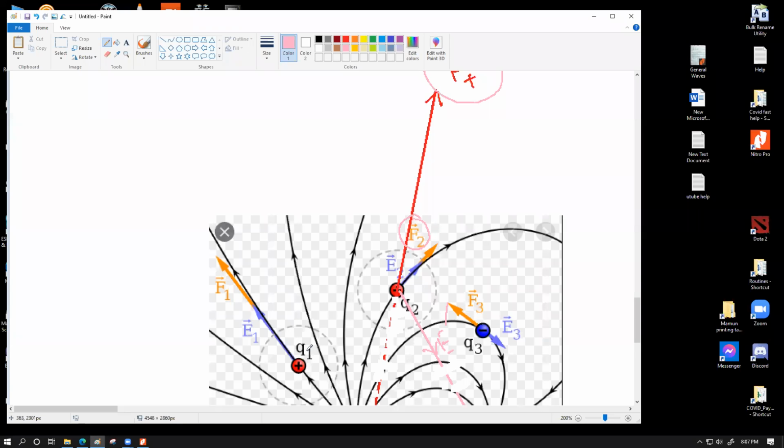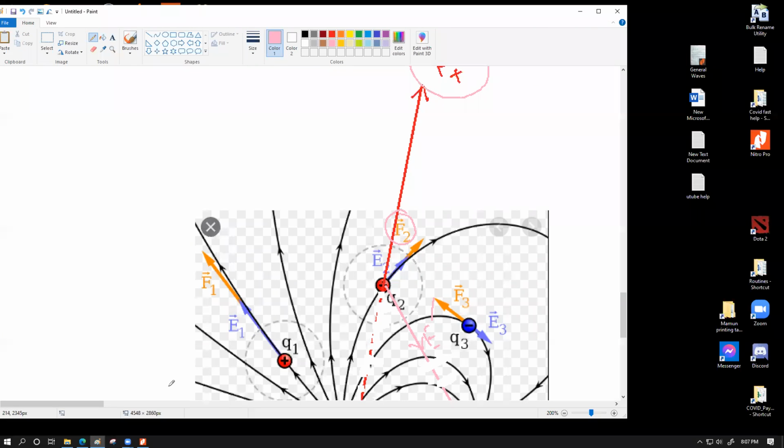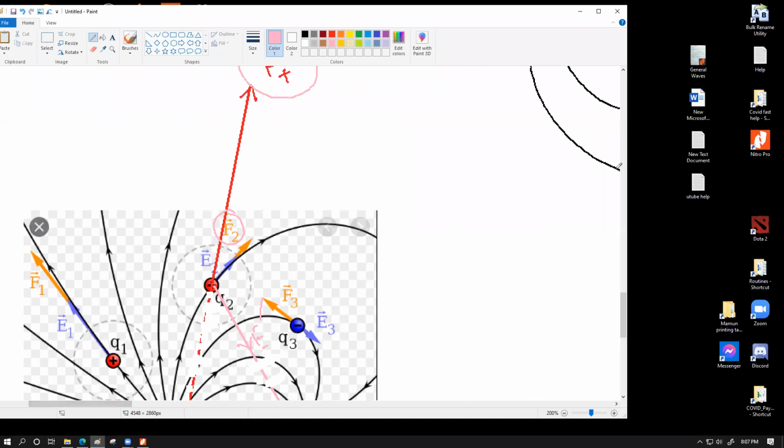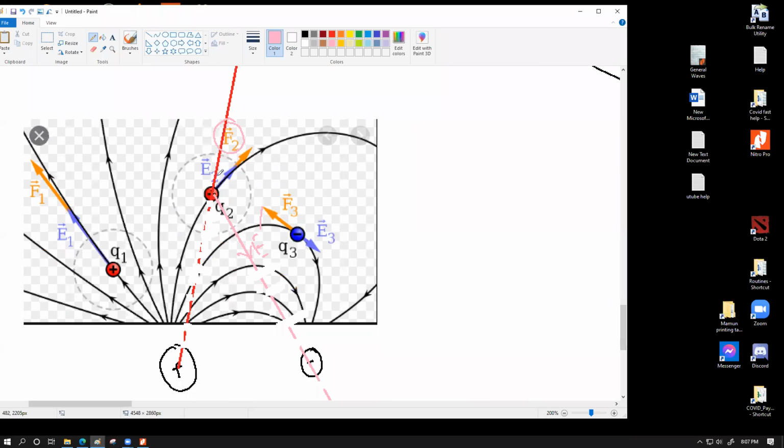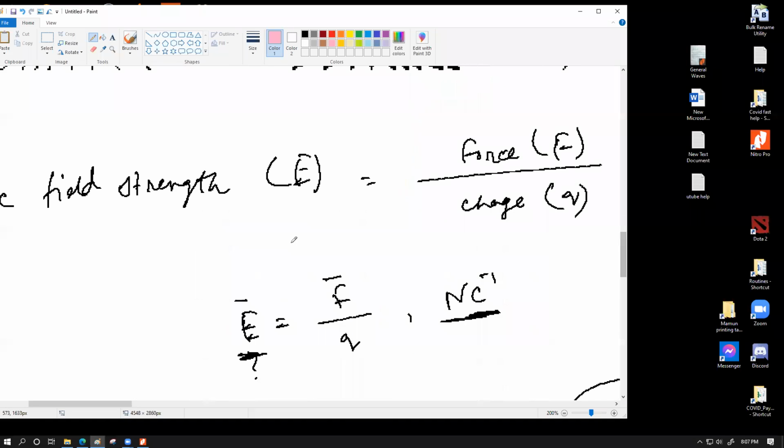Now there is a small catch. The catch is, I want all of you to have a very good look at the difference of F2, E2 and F3, E3. Take a good look. Here F2 is working in this direction. Here F3 is working in this direction. But you can see that E2 is working this way, E3 is working this way. You might wonder why. Here's the deal. Electric field strength, for the sake of universal non-confusion, is defined like this.